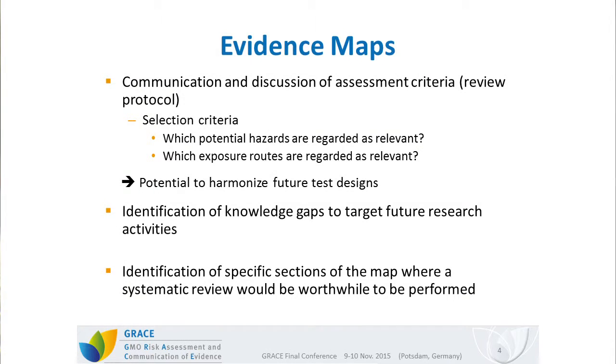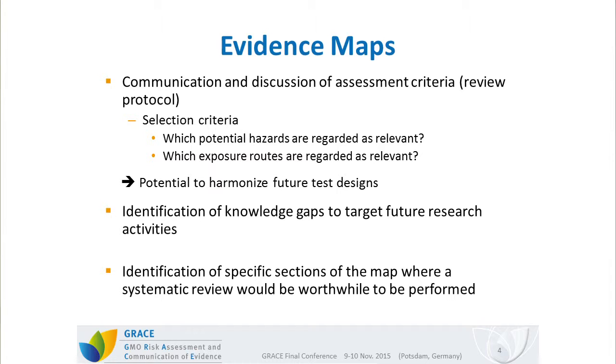Now, related to the first part on the use of these evidence synthesis approaches for the assessment and communication of GMO impacts, I think it became pretty clear from this session that, especially when you think about the review protocol in the case of evidence maps, it has the capacity to facilitate the communication and discussion of assessment criteria. Especially for evidence maps, it would be the selection criteria, in order to clarify which potential hazards and which exposure routes are regarded as relevant in the scientific society. Like this, evidence maps have the potential to harmonize future test designs.